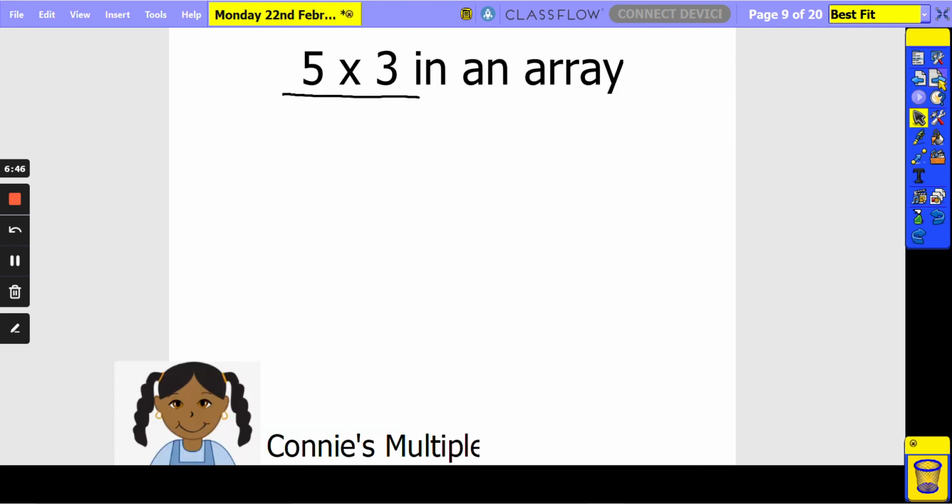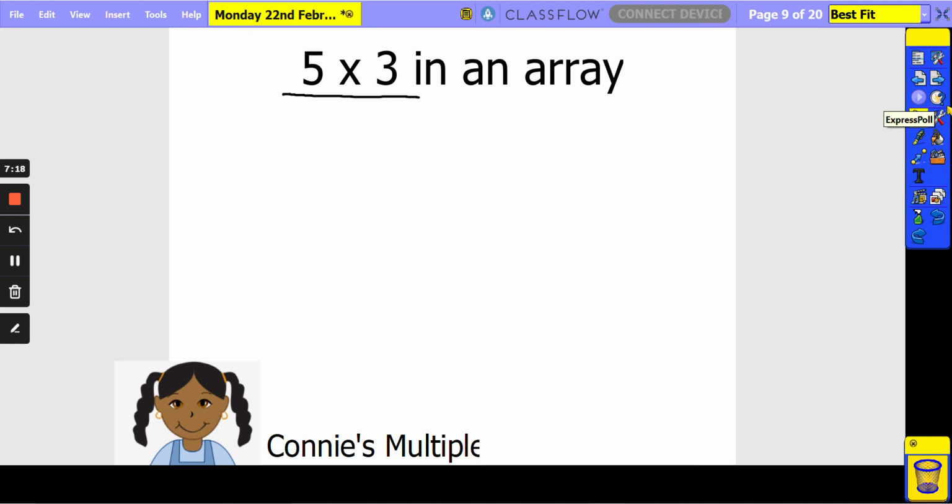5 times 3 in an array. So have a think about what an array is, and could you work this one out? Have a go and try it out yourself. Press pause now. Fantastic job, Year 3. You know that you're going to need 5 rows and 3 columns, or 5 columns and 3 rows. So let's work it out together.